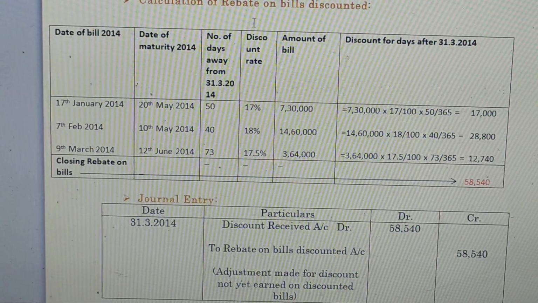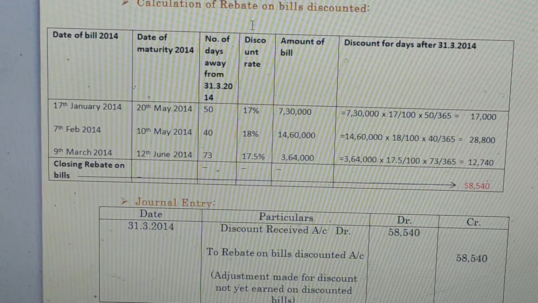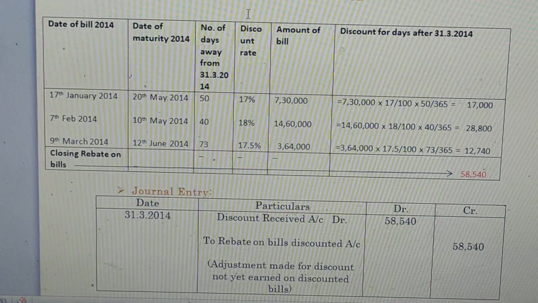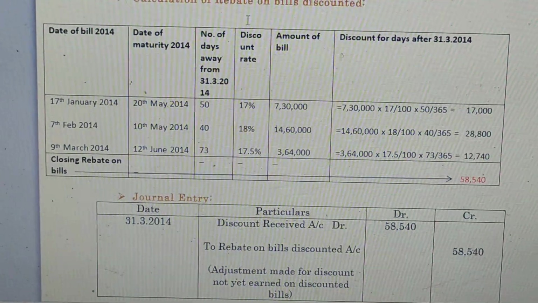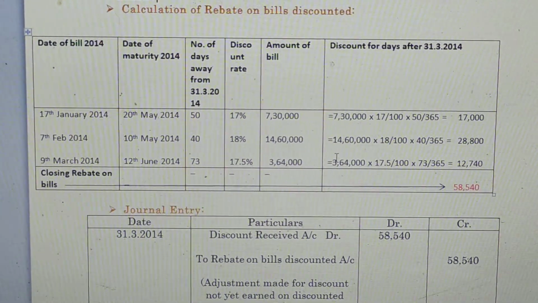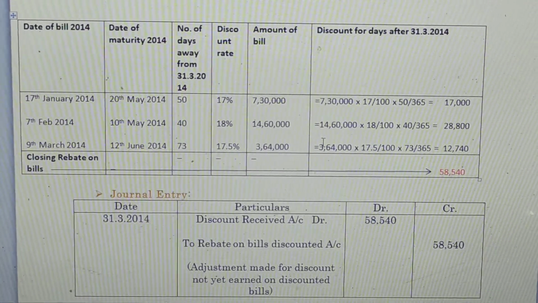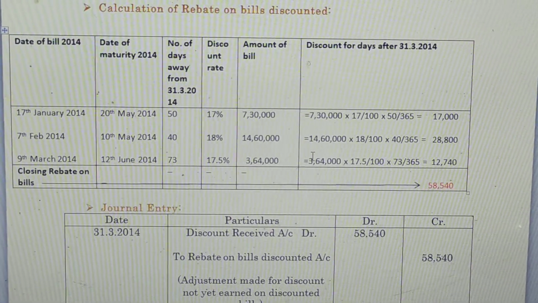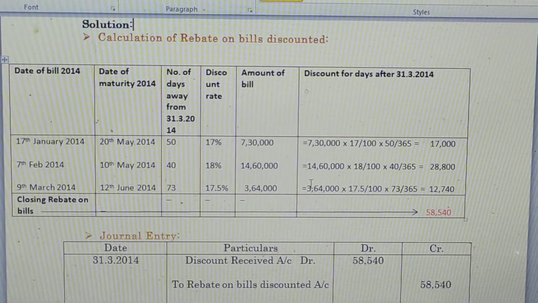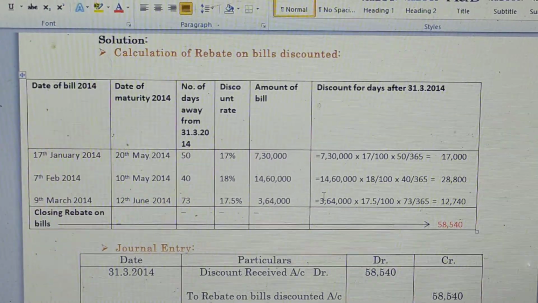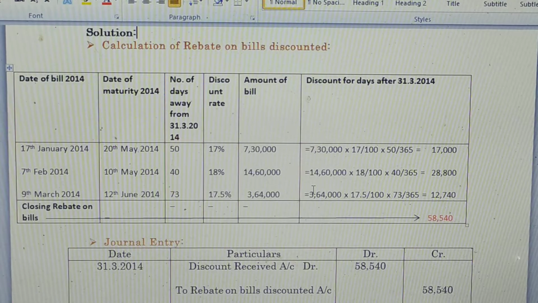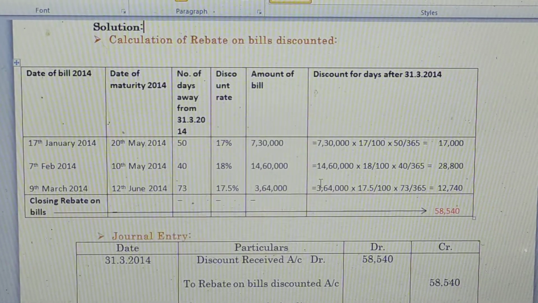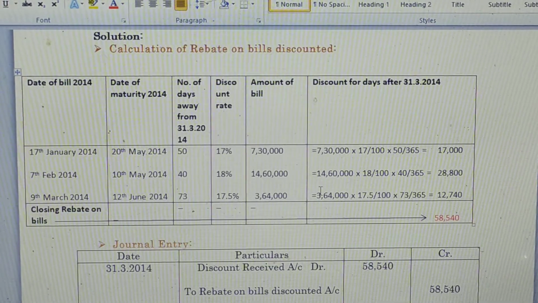And the third category: the bill was created on 9th March 2014, the due date is 12th June 2014, and the number of days is 73. The discount rate is 17.5% and the amount of bill is rupees 3,64,000. The discount value is 3,64,000 multiplied by 17.5 divided by 100 multiplied by 73 divided by 365, we get 12,740 as discount. Then we add all these discount amounts, and the total discount is 58,540. That is called the closing rebate on bills discounted.